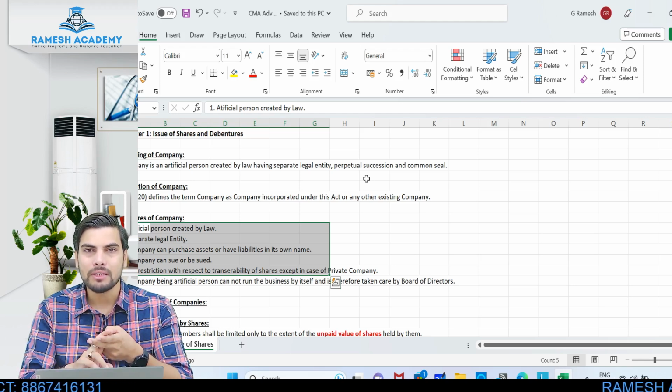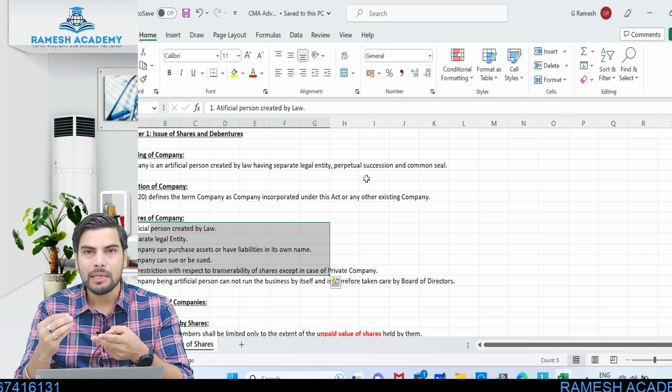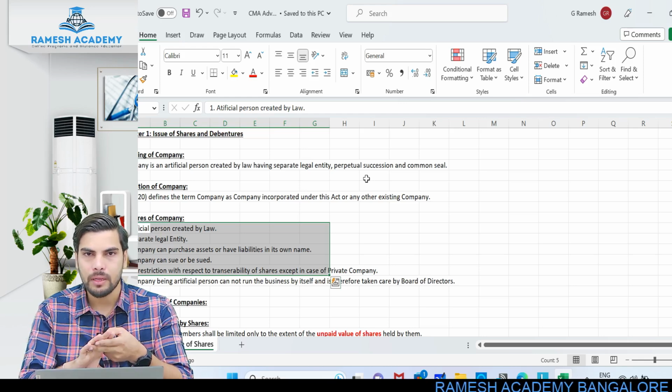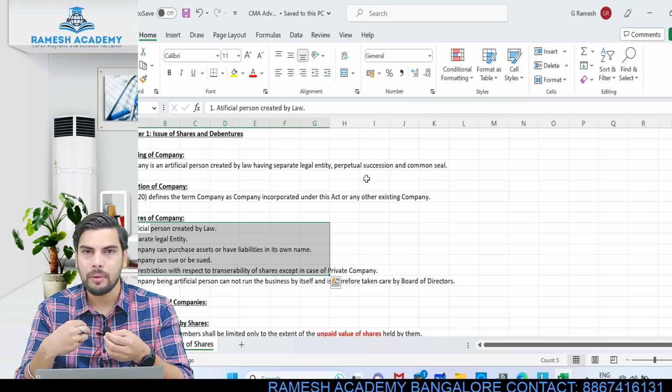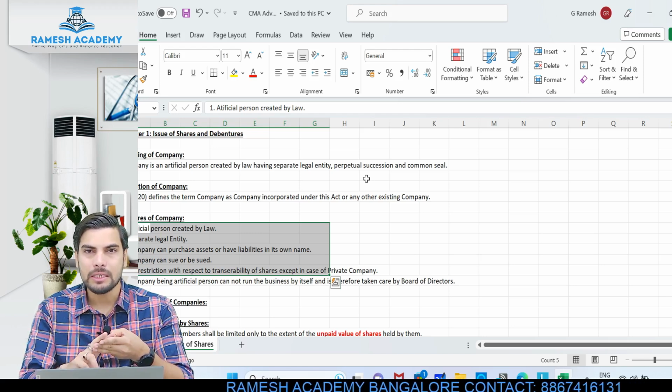The second restriction is it will be limiting the maximum number of members to how much? 200. So a private limited company cannot have more than 200 members. Clear? And then the third restriction is it will be prohibiting raising funds from the public. Private limited company cannot raise the funds from the public. Clear? So these are the 3 restrictions.